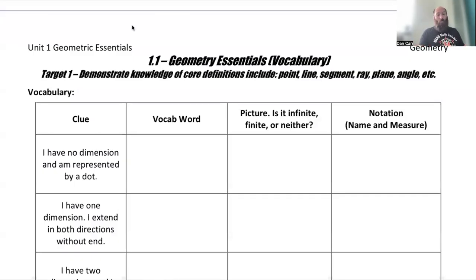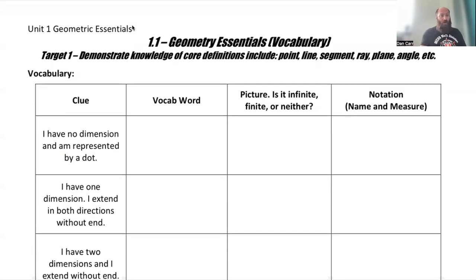Today we're going to start off Unit 1 with Geometry Essentials. When we go through this, our biggest thing for 1.1 is getting down our vocabulary that's going to be important for not just this unit, but for the rest of the course. So to start, it's not much of an activity, but we're going to go over our vocab here.